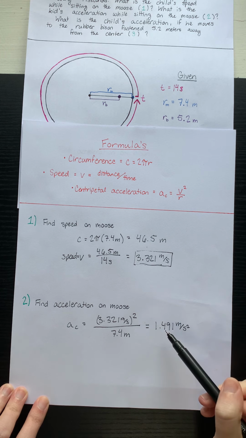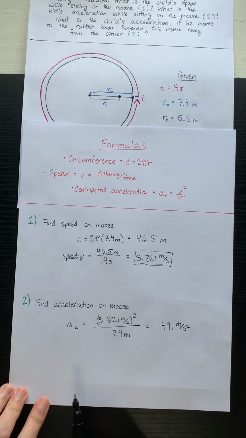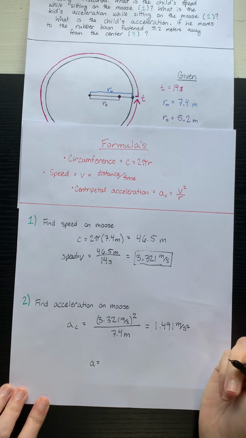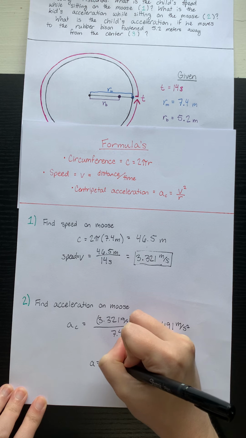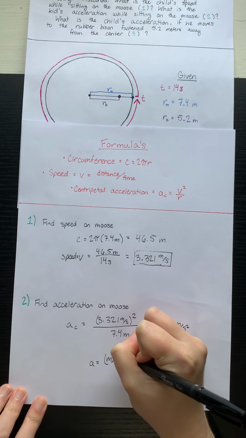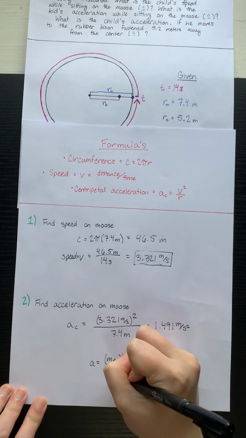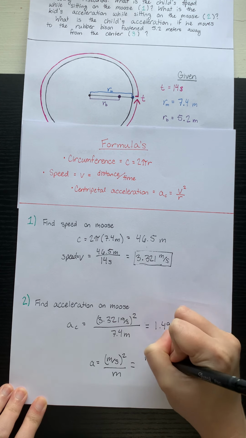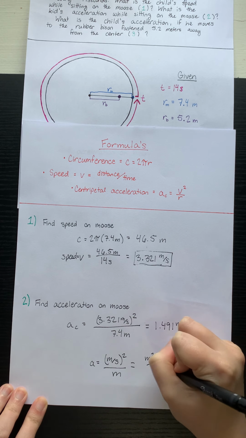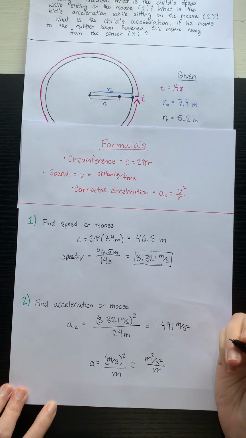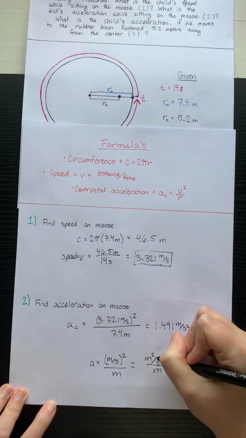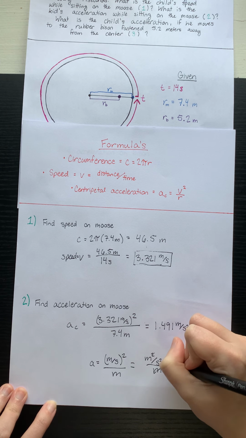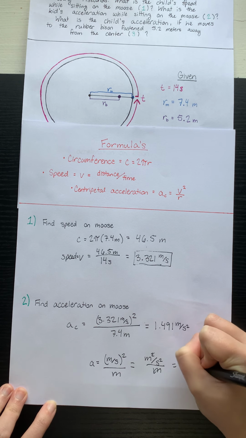And we know that this ends up being meters per second squared because if we just ignore the numbers right here for acceleration in this formula, we're taking the velocity. So we have meters per second squared over meters. Well, when you simplify this down, you get meters squared over seconds squared over meters. This cancels, and you're left with meters per second squared.